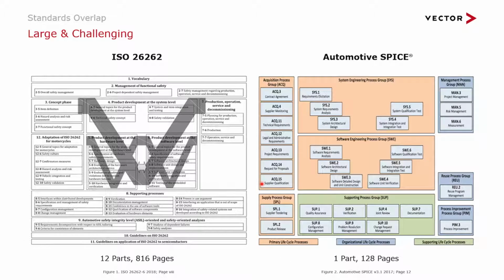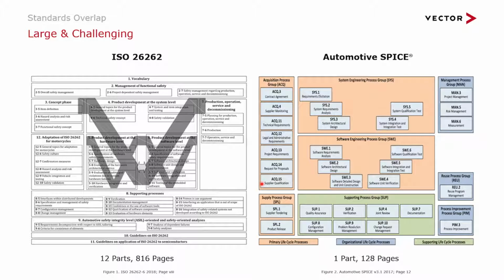Both standards are large and challenging. These figures are taken right from the standard documents, and right away you can start to see a little bit of similarity. For our presentation today, we're going to concentrate on some of the middle areas, but you can see that both standards have supporting processes around the outside, processes like management, supply chain, and various other items. The 26262 standard, like I mentioned, is 12 parts or 12 different documents, and it's over 800 pages, where the Automotive SPICE is just a single document and it's about 130 pages.